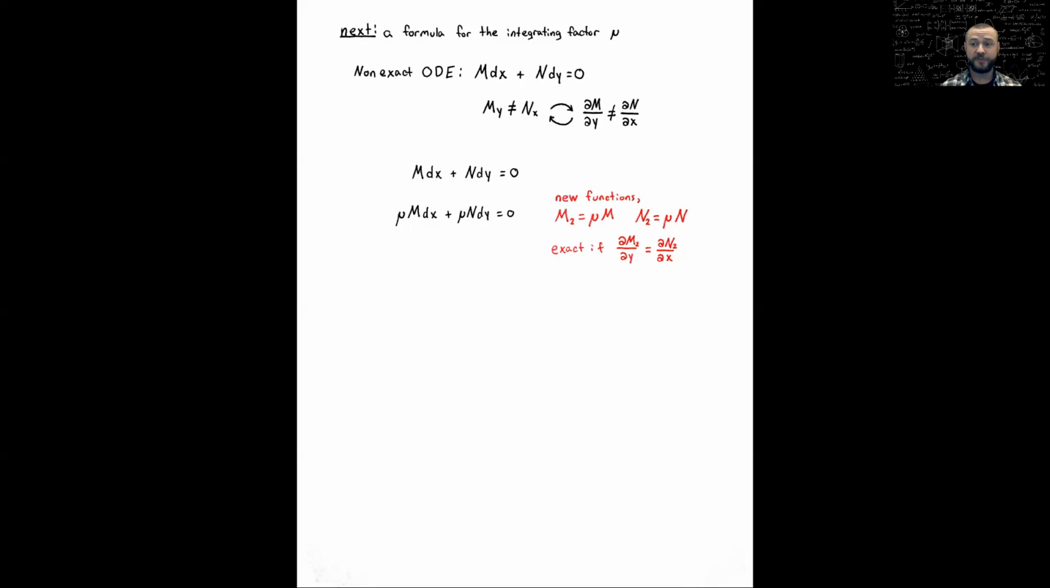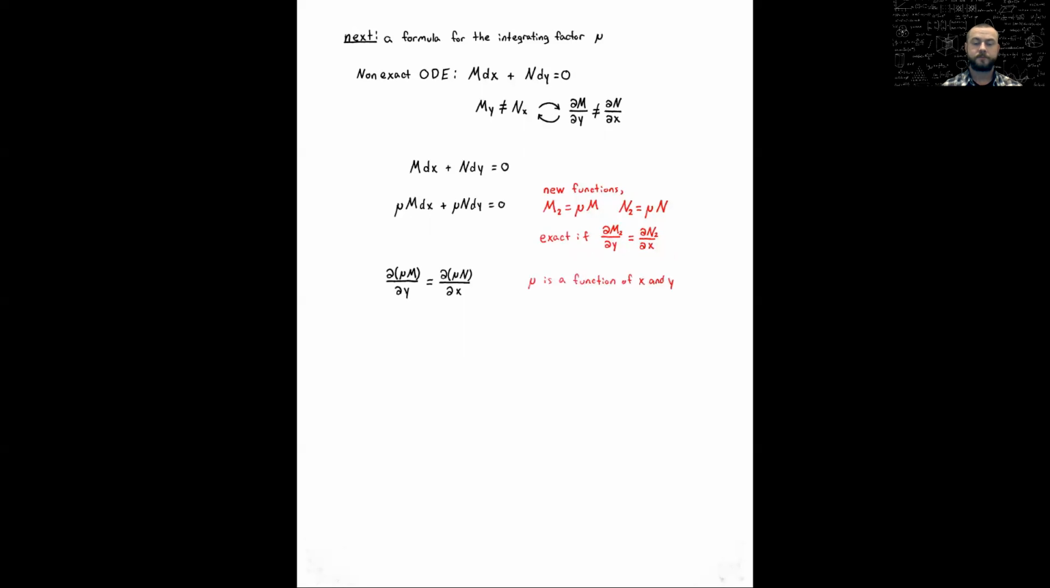Very easy to get confused with new, N-E-W, and mu, M-U. I'm trying to carefully pronounce everything. All right, so our criteria for this new equation to be exact is written down there. It's exact if the criteria for your new M and N, M2 and N2, is satisfied. What we're going to do is find a formula for mu such that this occurs. We're going to work backwards from here.